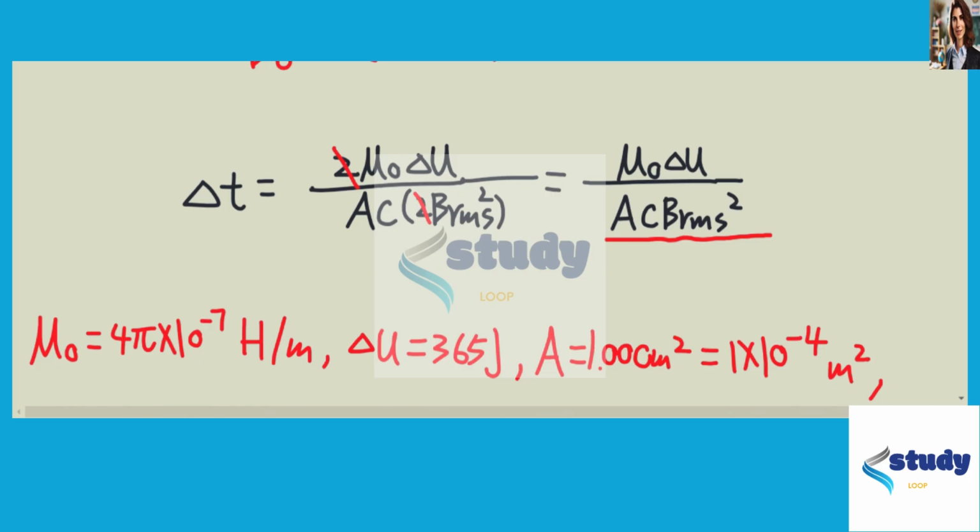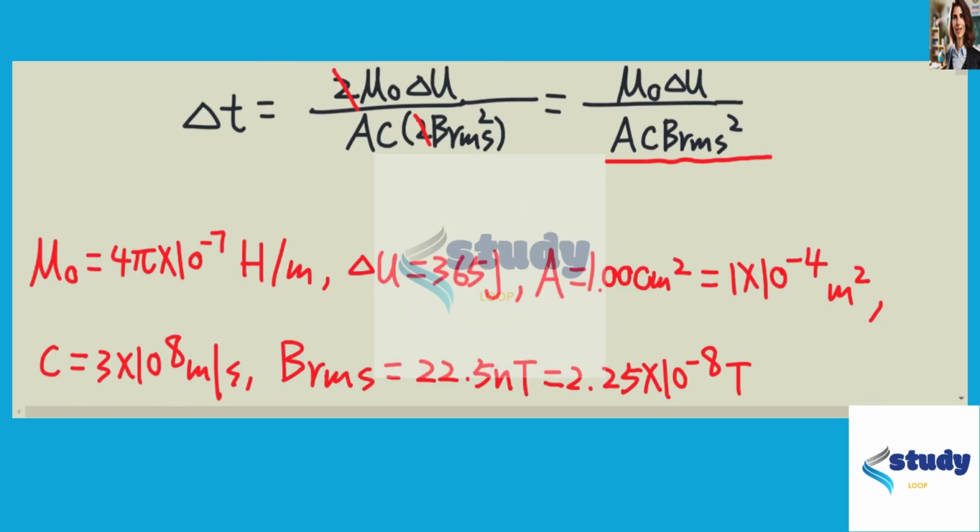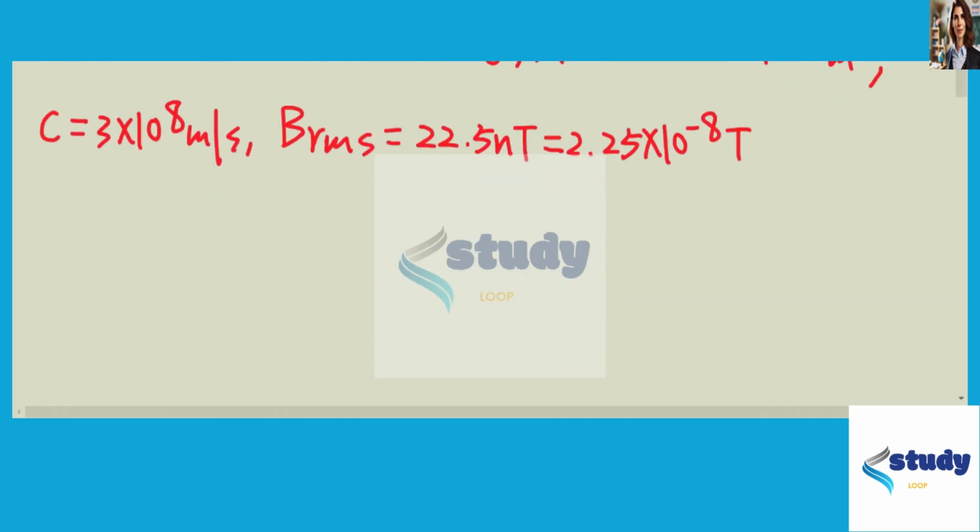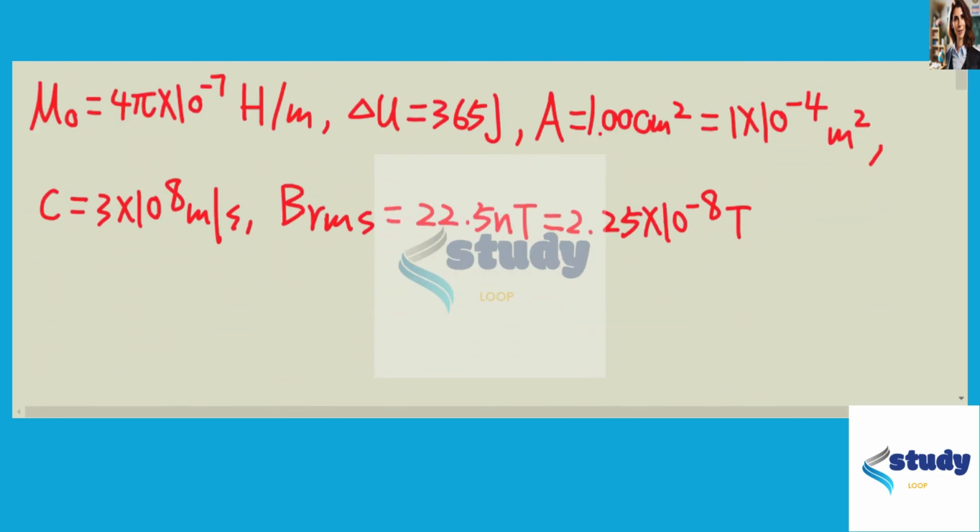So we know the permeability constant is equal to 4π times 10 to the power of -7 henry per meter. The average energy is given as 365 joules. The area of the wall is about 1 centimeter squared, which is 1 times 10 to the power of -4 meter squared. And we know the root mean square magnetic field strength is given as 22.5 nanotesla, which is 2.25 times 10 to the power of -8 tesla. And c here is the speed of light, which is equal to 3 times 10 to the power of 8 meters per second. So now let's plug these values back into the equation to determine the time.